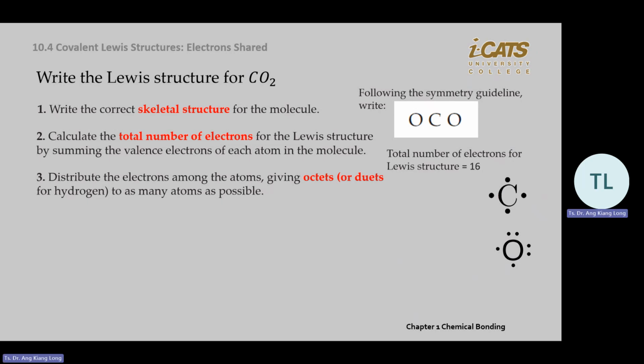Duet rule only applies for helium and hydrogen, which is the top 2 element in the periodic table. In this case, you don't have helium and hydrogen, so skip the duet rule. Straight away go to octet rule. So in these steps you try to combine. You start with the middle one. C has 4 valence electrons.